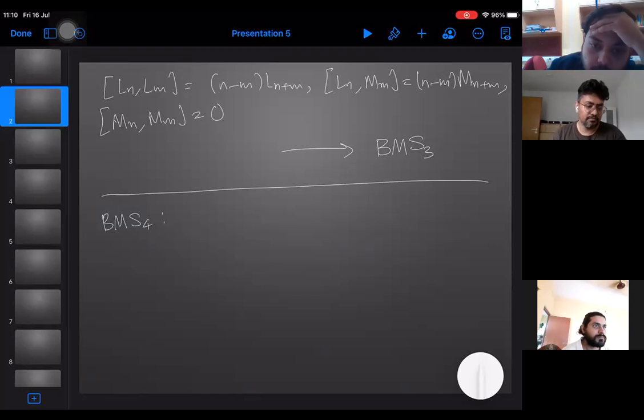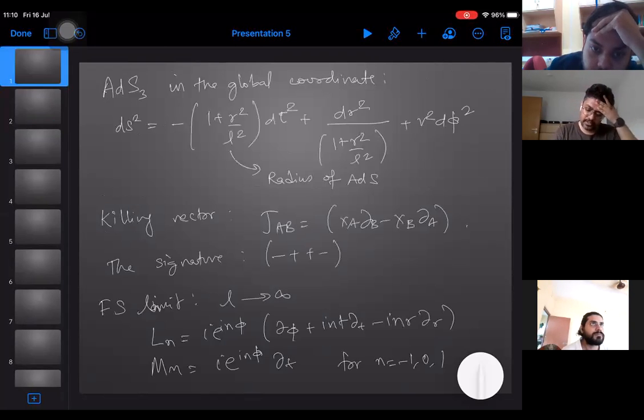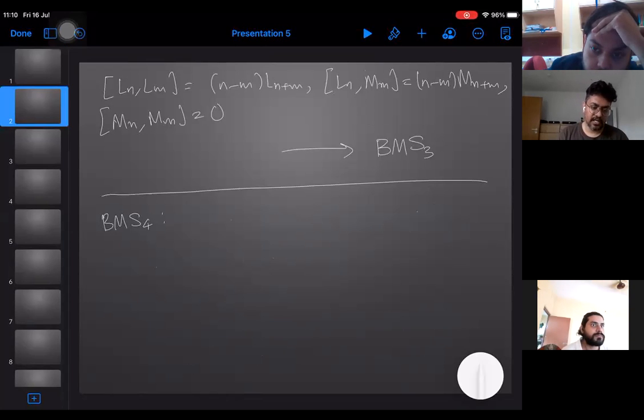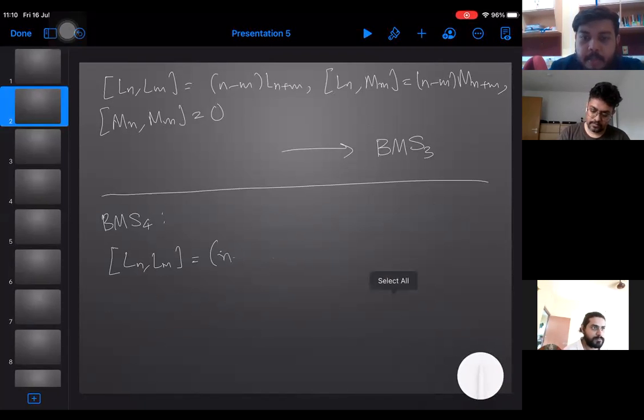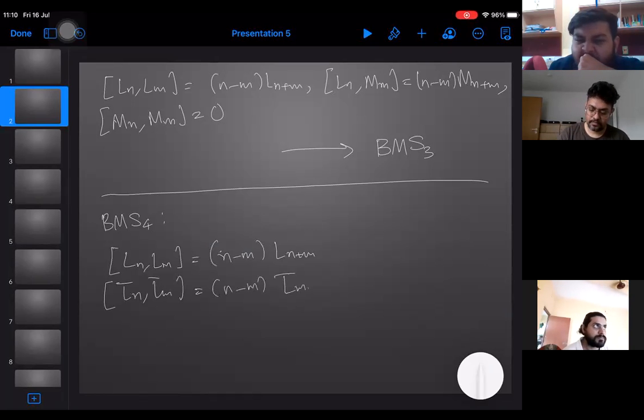You do a similar thing for BMS4. You start with the AdS4 metric and do the same thing: take the Killing vectors, take the limit, and in the end, the algebra which you get in that case is something like this. The M_n's commute with each other.